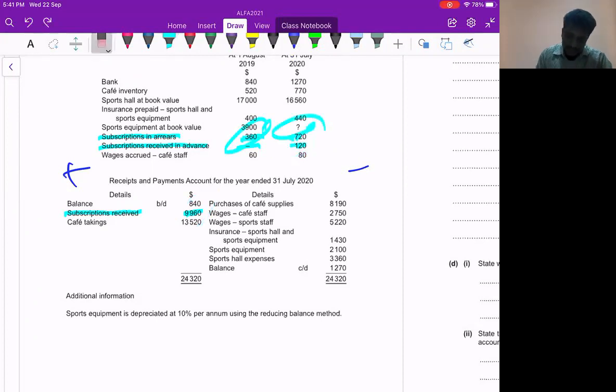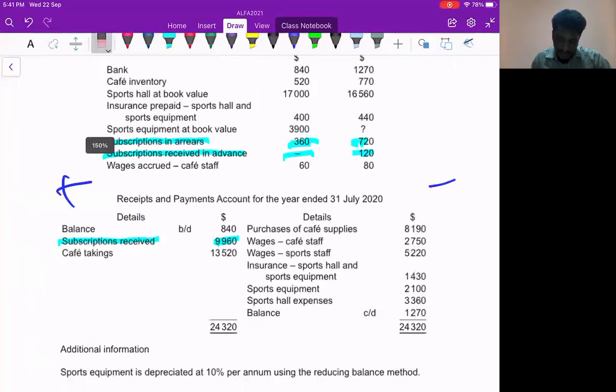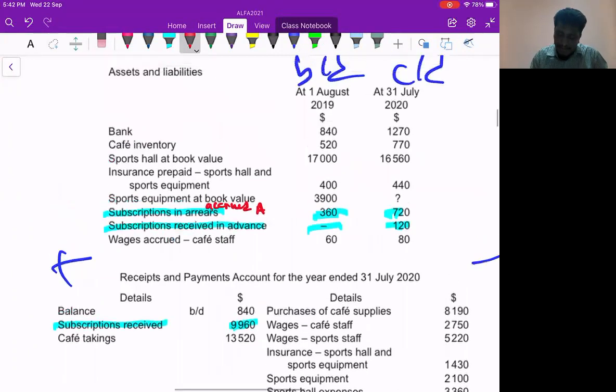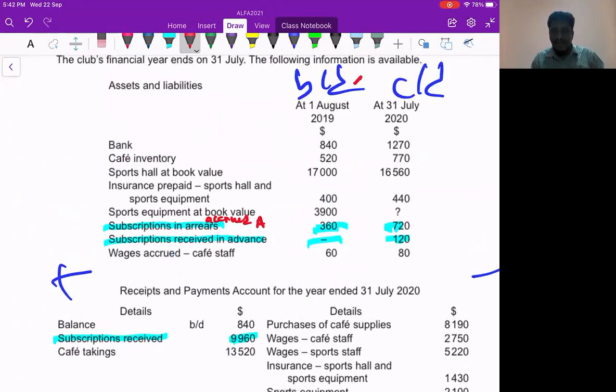So now we're going to do the subscription account. First thing first, we need to decide if it's debit or credit. Subscription arrears means accrued. Accrued means I'm supposed to receive, but I haven't received. So this one will be an asset, asset balance BD.